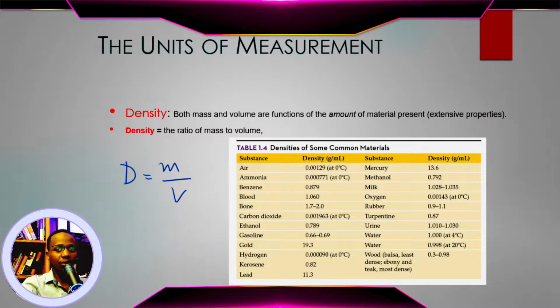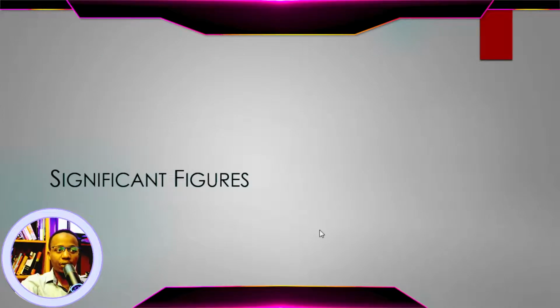Density equals mass over volume, and you should know how to move it around so that you can find anything that you want. All right, I think that's enough about density. Now we're going to talk about significant figures. And you must have heard of these because these are very common in chemistry and in other classes as well.